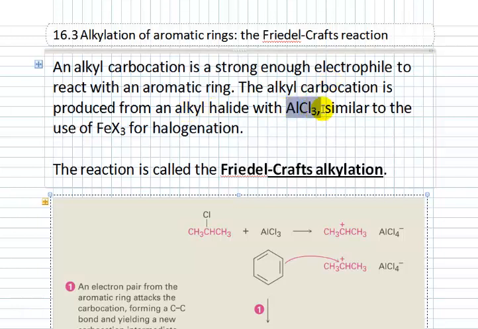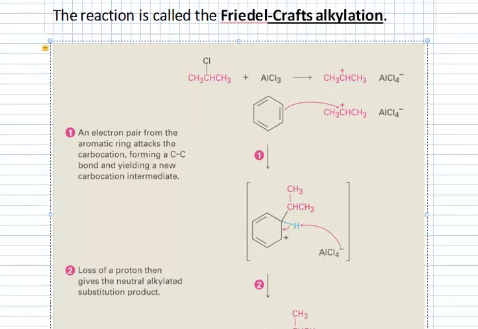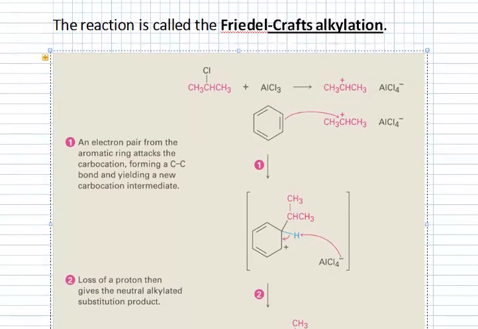So alkyl carbocations are produced from an alkyl halide with AlCl3. We used iron, right? We used an iron halide to add a bromine or a chlorine. Now we're going to use an aluminum halide in order to generate the carbocation that we need. So let's start with this reaction. It's called the Friedel-Crafts alkylation. I start with an alkyl halide. Here's our RCl. Chlorine is the most commonly used one. We might as well just call it the chloride because the chlorine never gets introduced into our product. So just use an alkyl chloride with AlCl3.